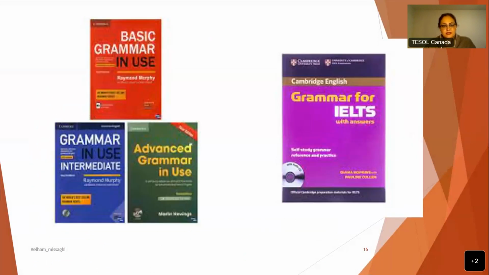Here I bring some examples like Basic Grammar in Use for different levels, elementary, intermediate, and advanced, and Grammar for IELTS. Vocabulary has 2 books, but Grammar for IELTS is only 1. So they can see the examples of different range of grammar in the IELTS exam. But I want to say that these are examples. There are many other good books that you can find.